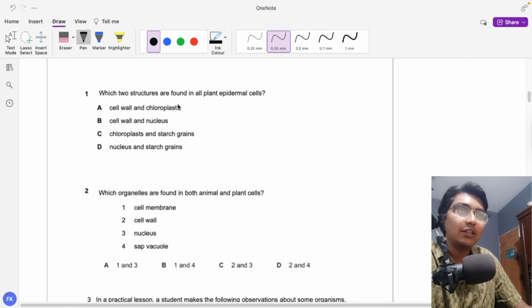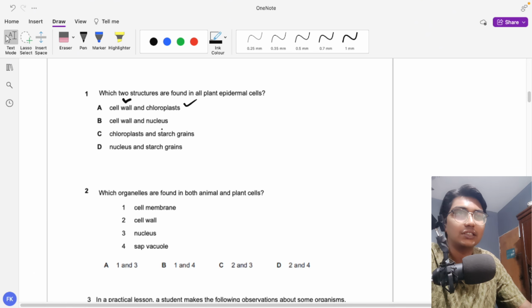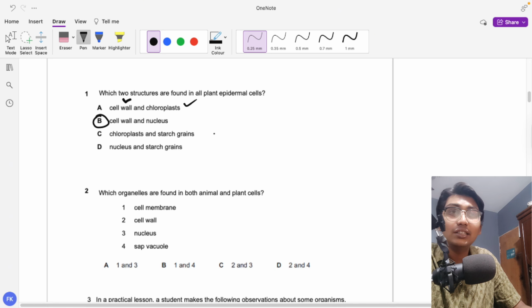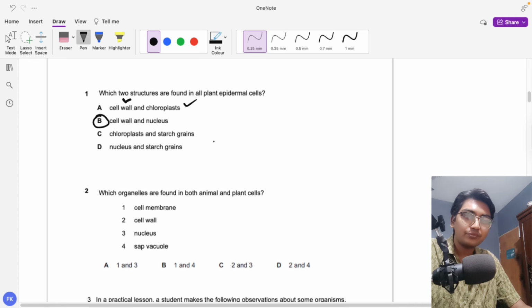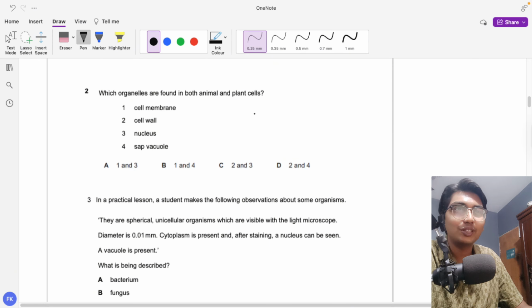Look, cell wall and chloroplast, is that true? Cell wall is found in all plant cells, right? But chloroplast isn't found in some plants. Suppose there are some plants which digest insects to get their energy. They don't rely on chloroplast or sunlight for photosynthesis. So in all plant cells, you will always find cell wall and nucleus. Sometimes starch grain is present, sometimes it is not, depending on the situation. Let's move on to the next question.